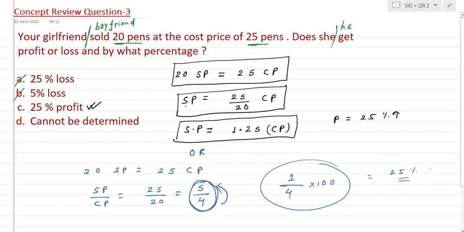25% is the increment, because SP is more, which means the final value is more than the initial value. How many more? 1 part is more than the initial part, right? So 1 by 4 into 100, I'll get the answer. That's why my answer is option C.